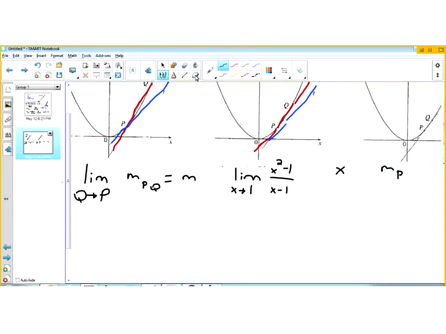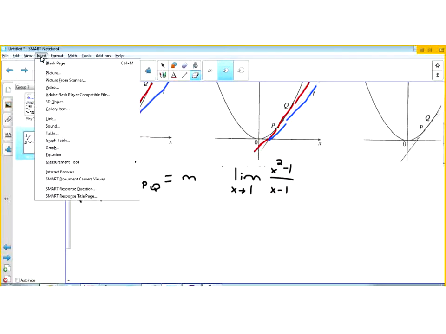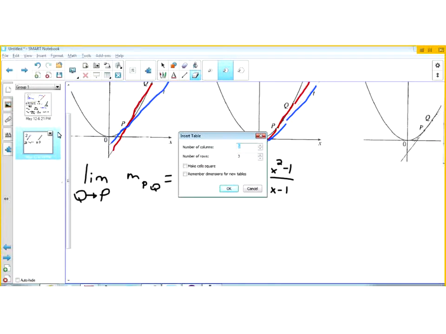And here's what happens when we build a function table. Something very interesting happens. Let me go ahead and insert a Smart Notebook table here. We'll make it 5 rows. I'll go ahead and add 6, and then say 2 columns.